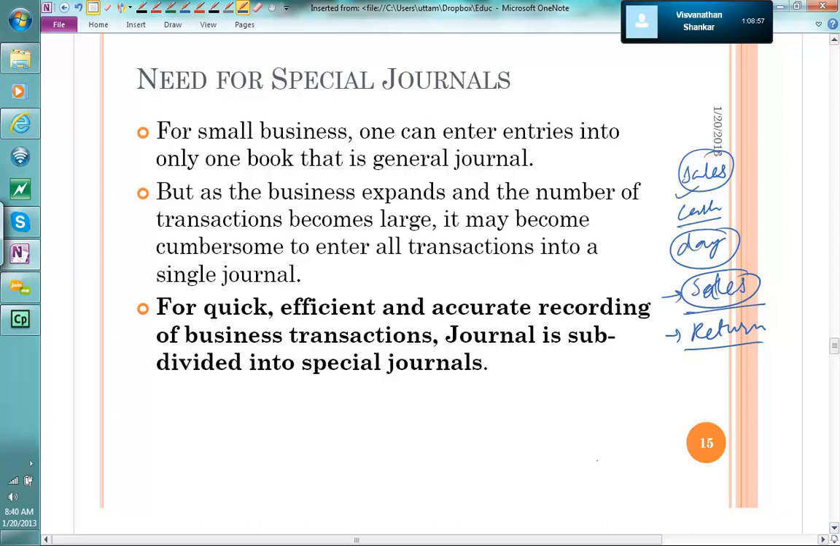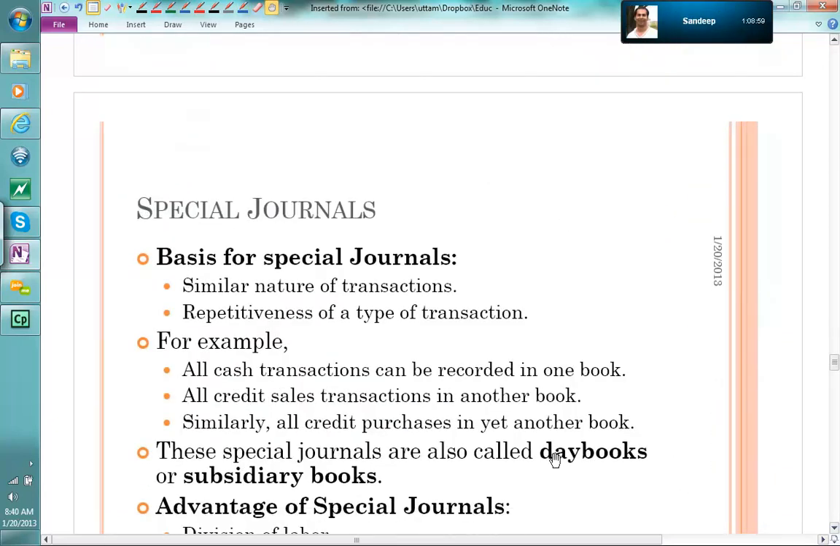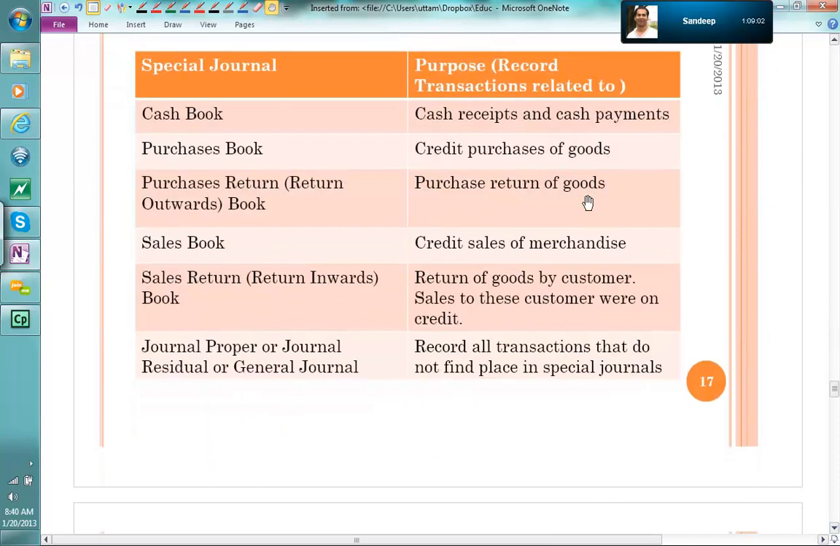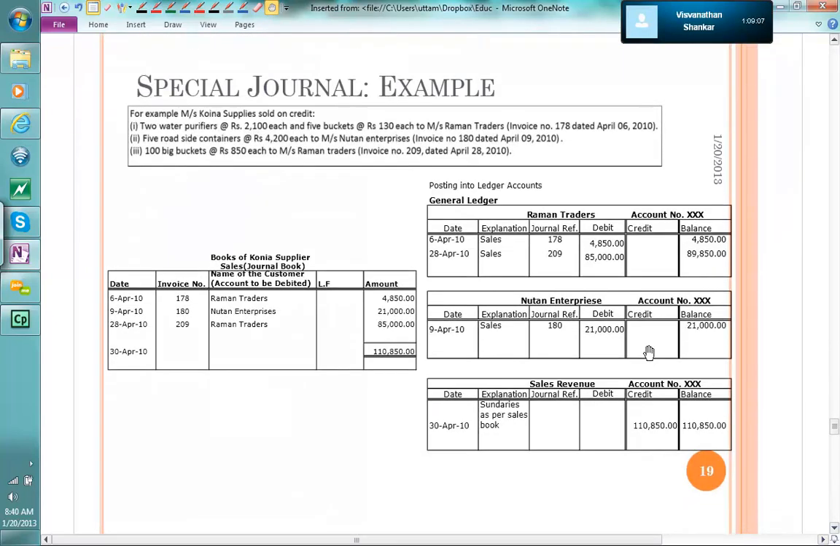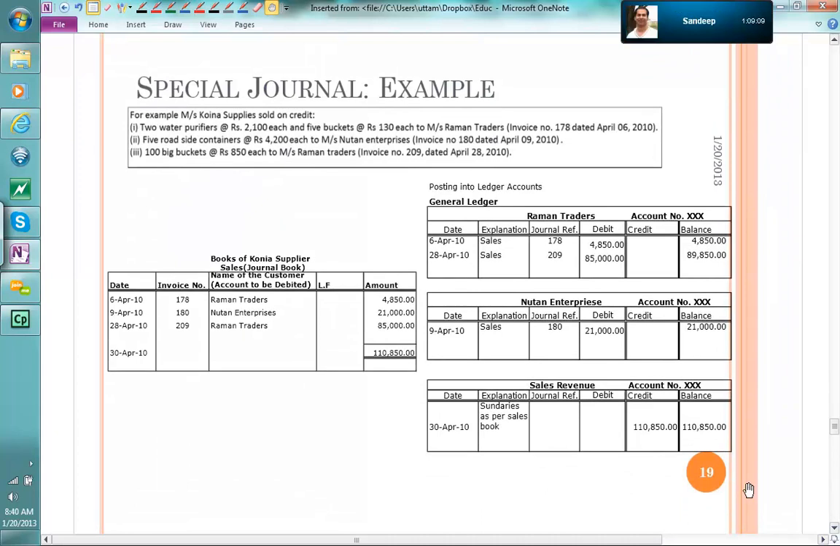So let's look at one example, then we will have a better idea of what we mean by reducing the work and a specialized transaction. Let's go to slide number 19. Is my screen visible? Yeah.